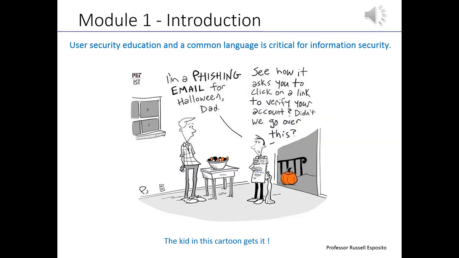I thought this was just a cute cartoon. It looks like the father is very confused about the son's costume for this particular Halloween, and the son is describing his costume. "I'm a phishing email for Halloween, Dad. See how it asks you to click on a link to verify your account?" "Didn't we go over this?" So it looks like the kid has the concept down pat, and the father might still be a little bit confused about what's happening in terms of cybersecurity.